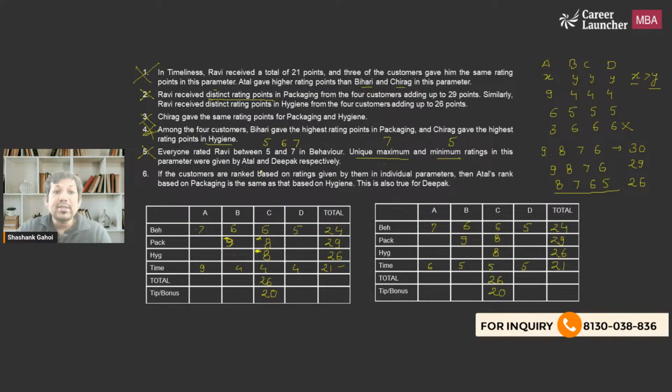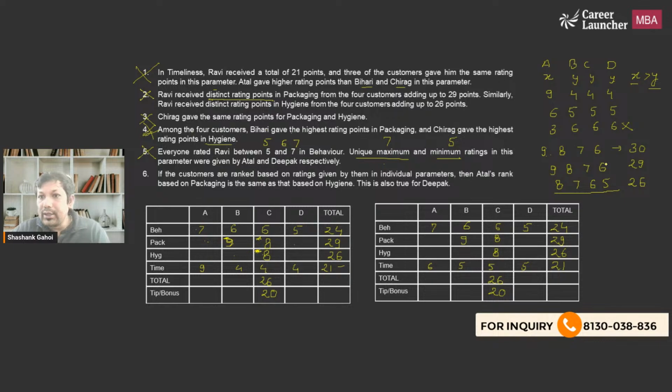Now, if the customers are ranked based on the rating given by them in individual parameters, then Atal's rank based on packaging is the same as the rank on hygiene. That is also true for Deepak. Okay, so Atal and Deepak are both going to be either third and fourth in packaging, right? So in hygiene also they are going to be third and fourth, right? So third and fourth is what?